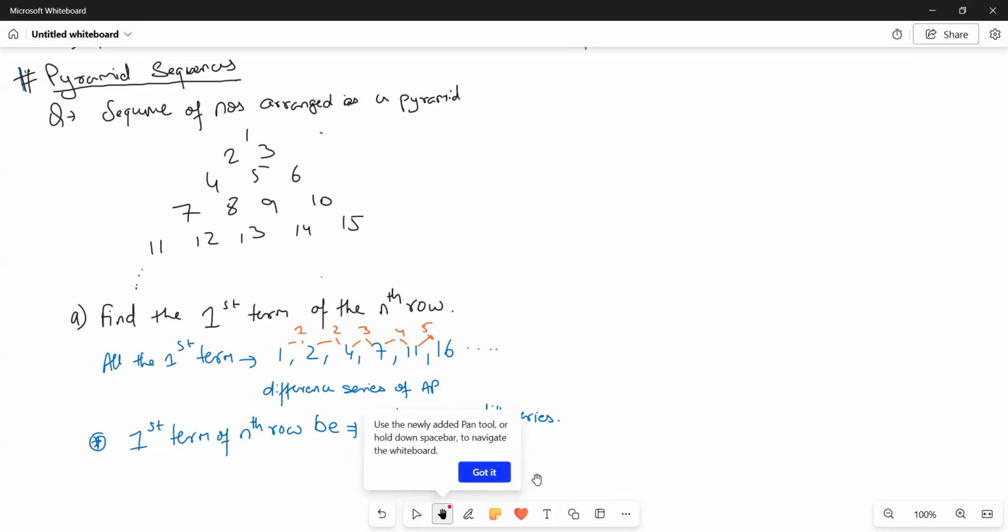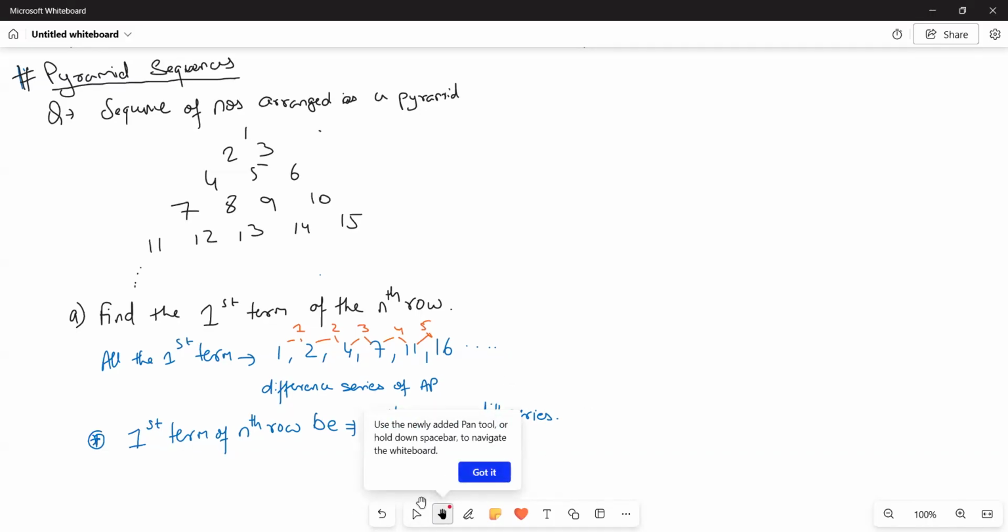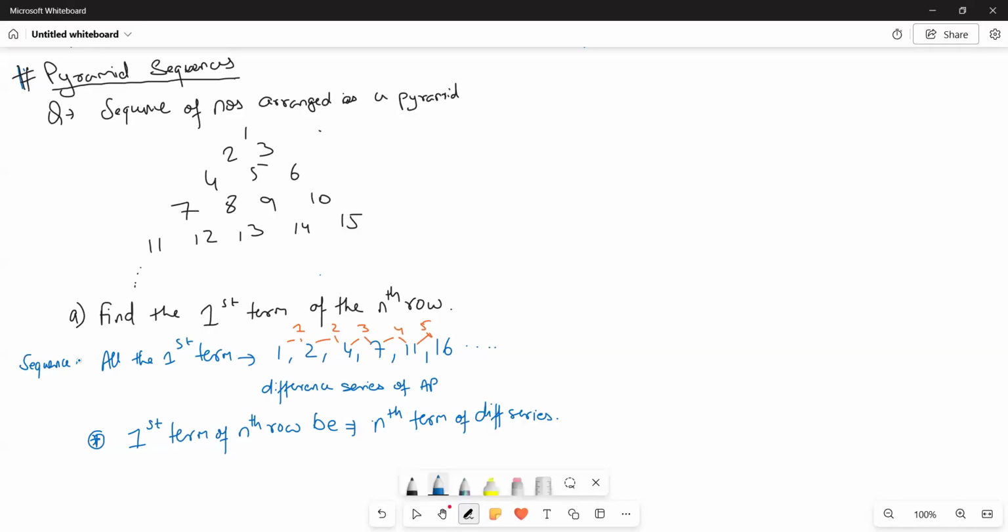चलिए वापस समझें। देख, if we create a sequence of all the first terms: 1, 2, 4, 7, 11, so what do we observe in this sequence? That it's a different series of AP.